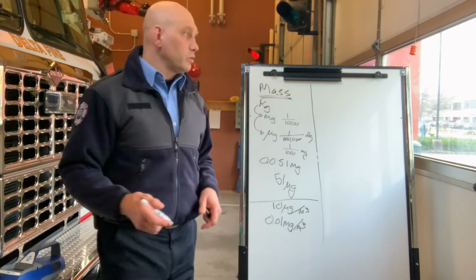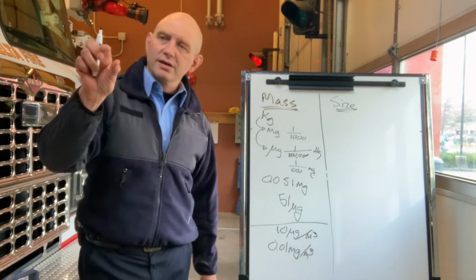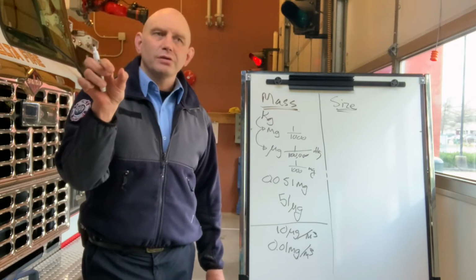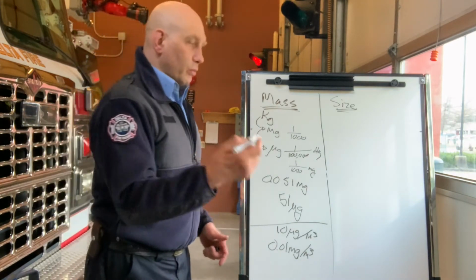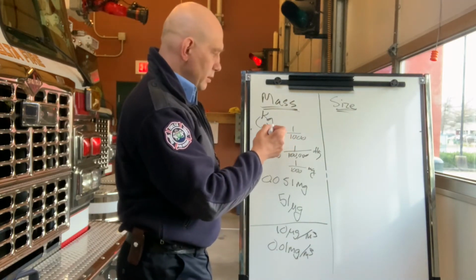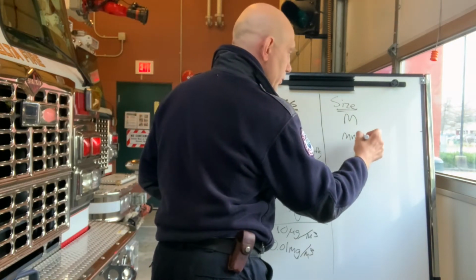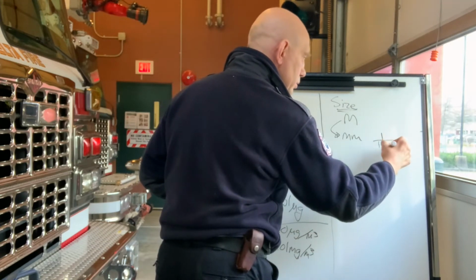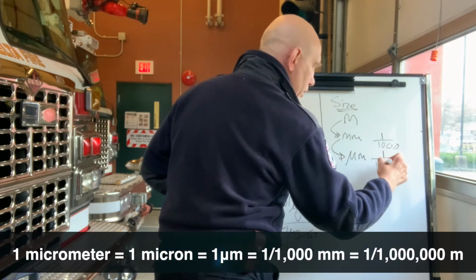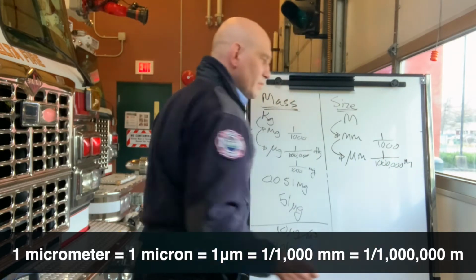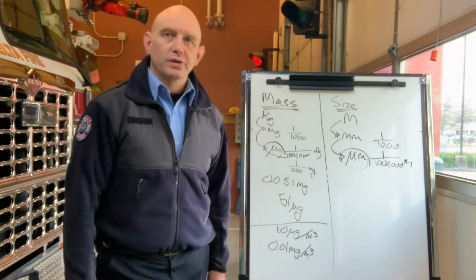The other thing we need to know is size. Size matters when it comes to particulates, because if you had a giant particulate that was 1 centimeter in diameter or 1 centimeter long, you're unlikely to swallow that. And if you swallow it, it's going to get stuck in your mouth. It's not going to go down your throat. So just as we measure mass in kilograms, milligrams, and micrograms, we measure size in meters, millimeters, which is 1/1000th of a meter, and micrometers, which is 1/1,000,000th of a meter. You've got to understand micrometers, and you've got to understand micrograms if you're going to be doing this kind of stuff.